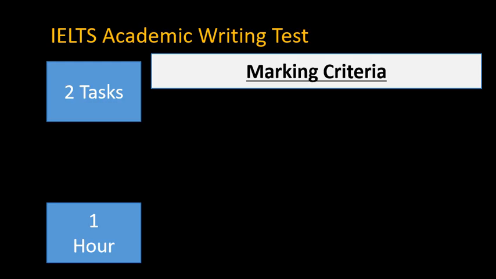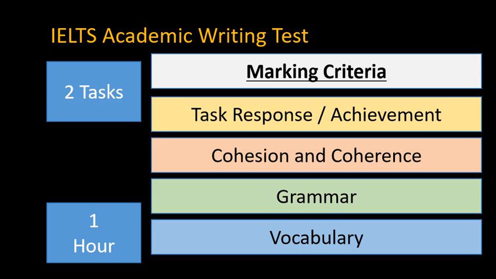The IELTS academic writing test has 4 marking criteria. They are task response for task 1 and task achievement for task 2, which basically means, did you answer the question? Does your essay look like an essay? Then cohesion and coherence. Do your ideas flow? Have you used linking words?